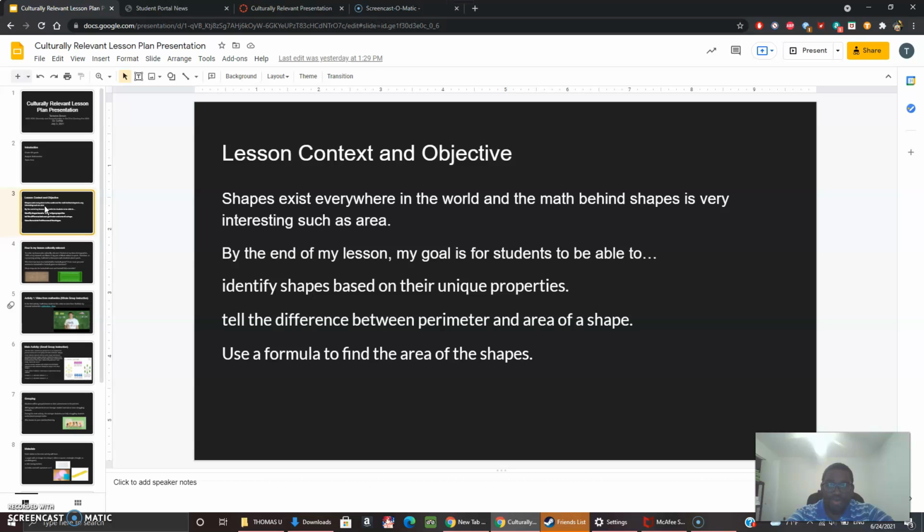So, the reason I chose this lesson plan is that area is all about shapes, and shapes exist everywhere in the world, and there's a lot of math that goes behind these shapes. One of the very interesting concepts is called area. By the end of the lesson, I want students in my class to identify shapes based on their unique properties, tell the difference between perimeter and area of a shape, and use the formula to find the area of the shapes.